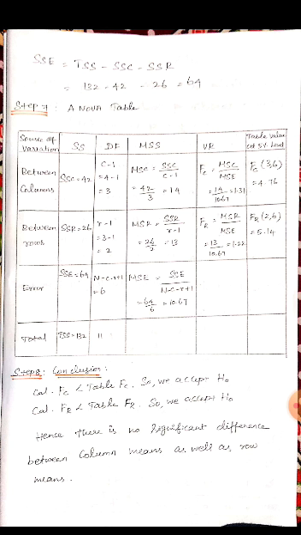Then the final step will be step 8, the conclusion. So here compare the calculated value and the table value. The calculated value from FC will be 1.31. The table value will be 4.76. So here the table value is higher than the calculated value. So we accept the H0.